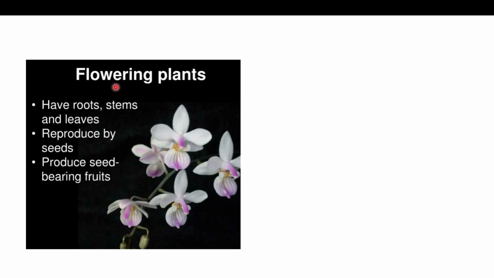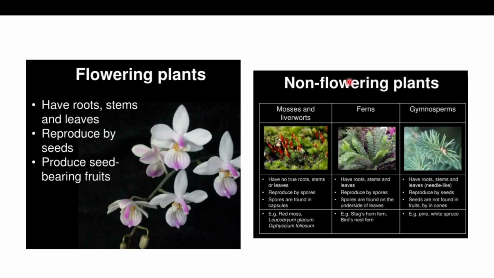Okay. So if we talk about flowering plants, they have roots, stems and leaves. They reproduce by seeds. They produce seed-bearing fruits. And non-flowering plants, mosses and liverworts, do not have any true root, stem or leaves. They reproduce by spores, and spores are found in capsules, like red moss, Leucobryum glaucum, Dicranum foliosum.